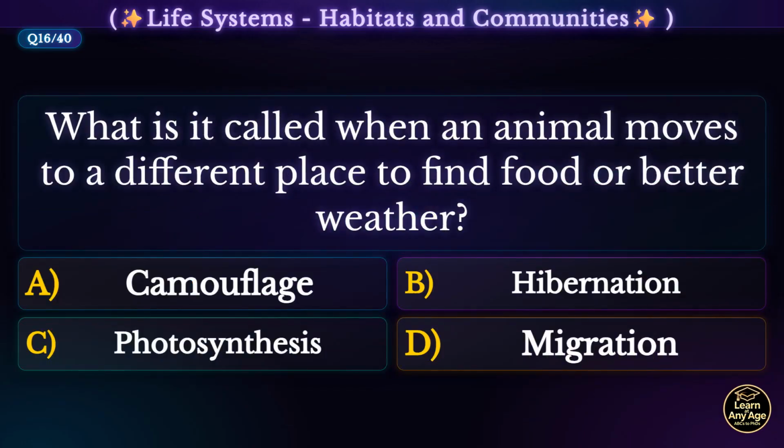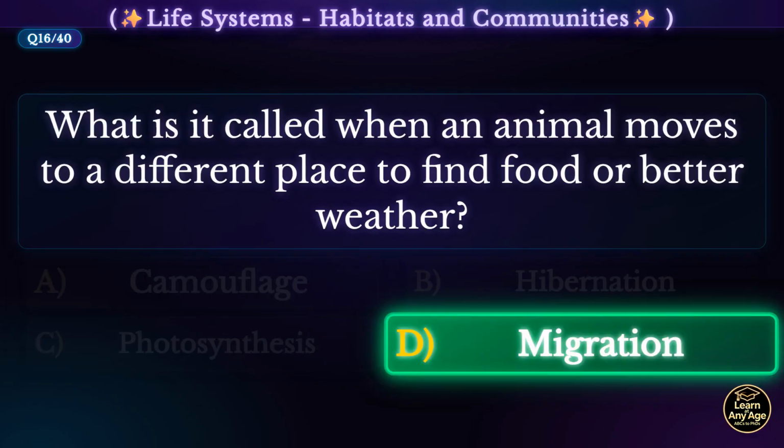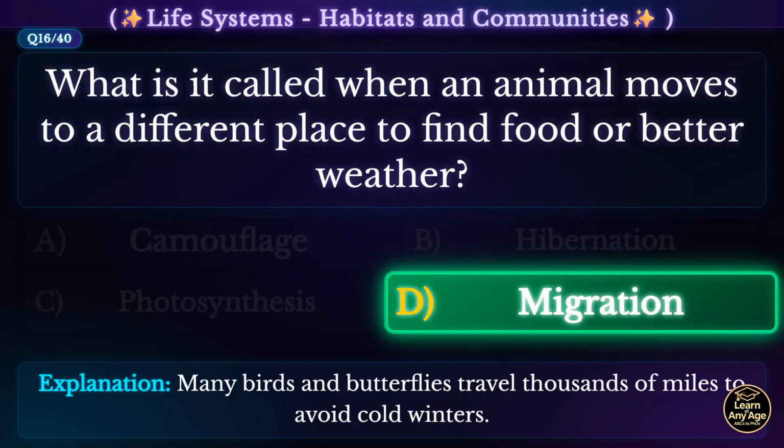What is it called when an animal moves to a different place to find food or better weather? Camouflage, hibernation, photosynthesis, migration. Migration. Many birds and butterflies travel thousands of miles to avoid cold winters.